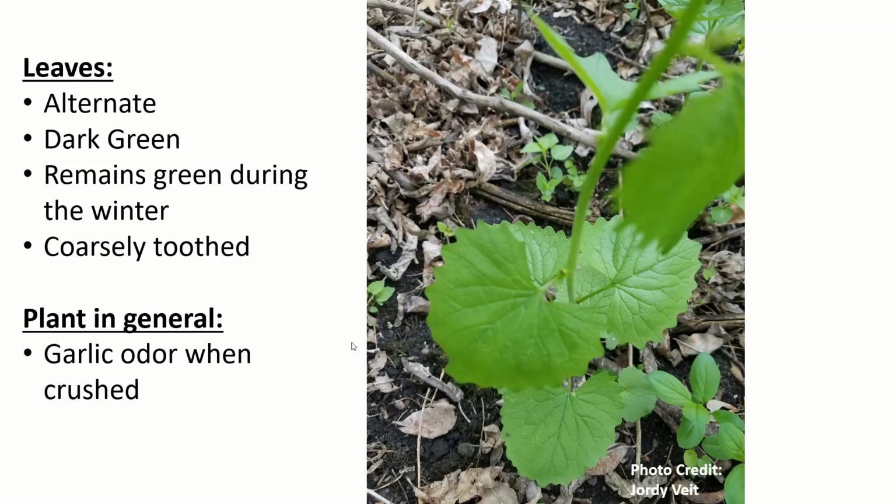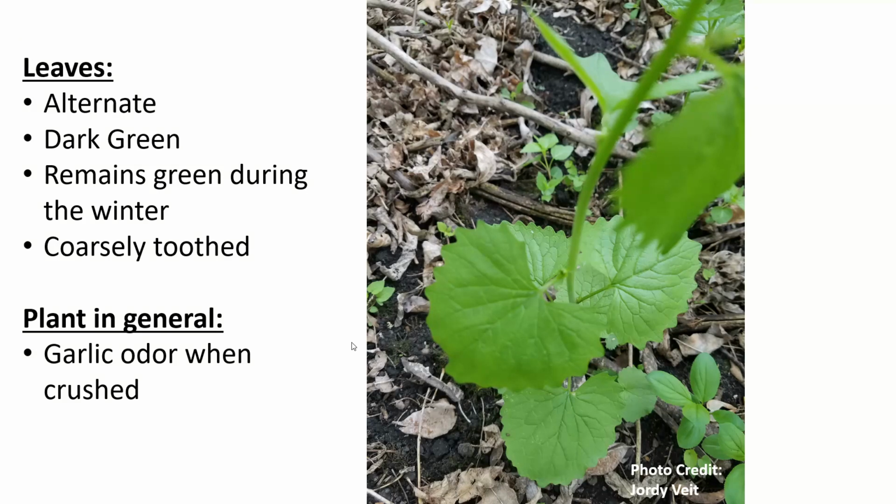So taking a closer look at the leaves, the image on the right here is just an example of the alternate arrangement of those leaves. The leaves are dark green. They can also remain green during the winter. So that might be a clue if you're trying to identify this in the winter, that it may be garlic mustard. They are coarsely toothed around the edge, which you can kind of see in this picture as well. You'll likely be able to see that as well in some of the other pictures.